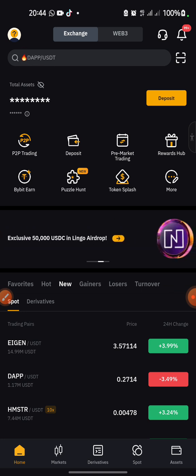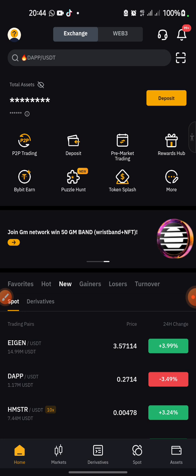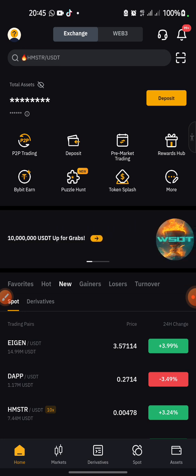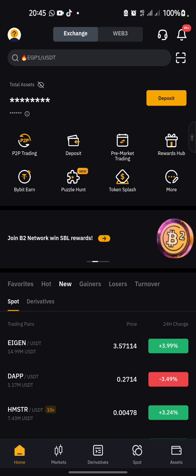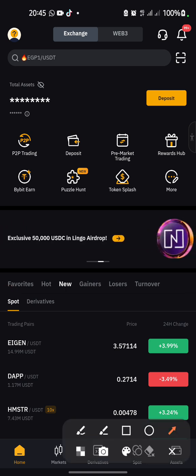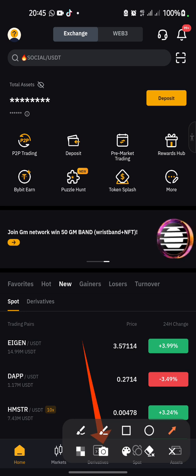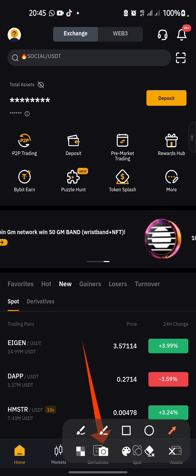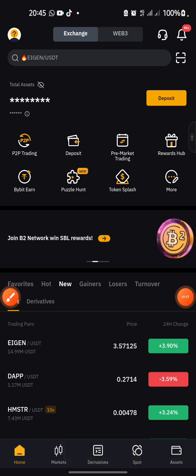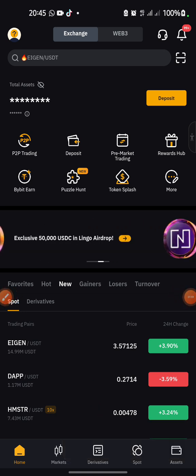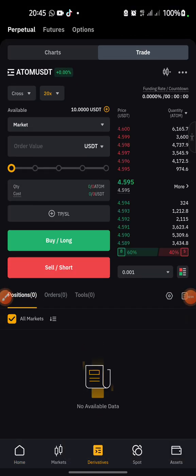So as you can see, this is my Bybit exchange. What we'll be clicking is this derivatives option here. Yeah, derivatives. So we'll go to our derivatives. This is how the derivatives interface looks.